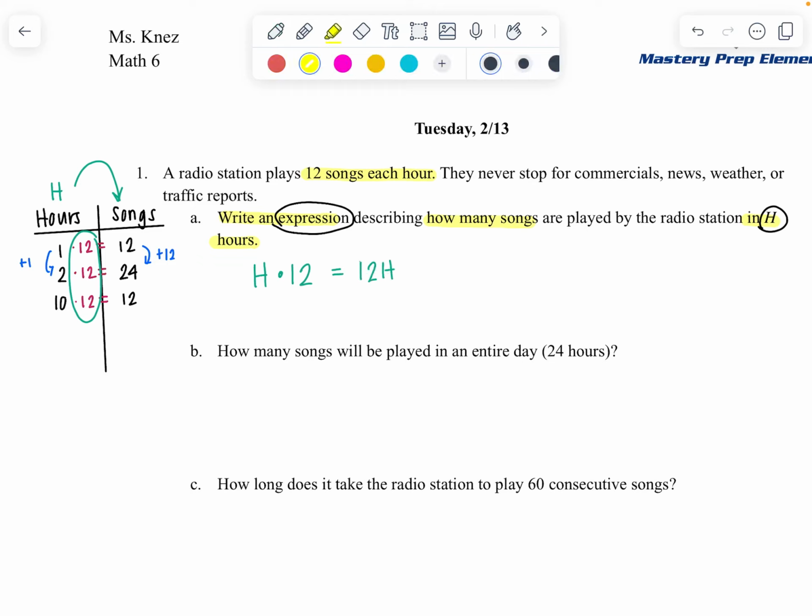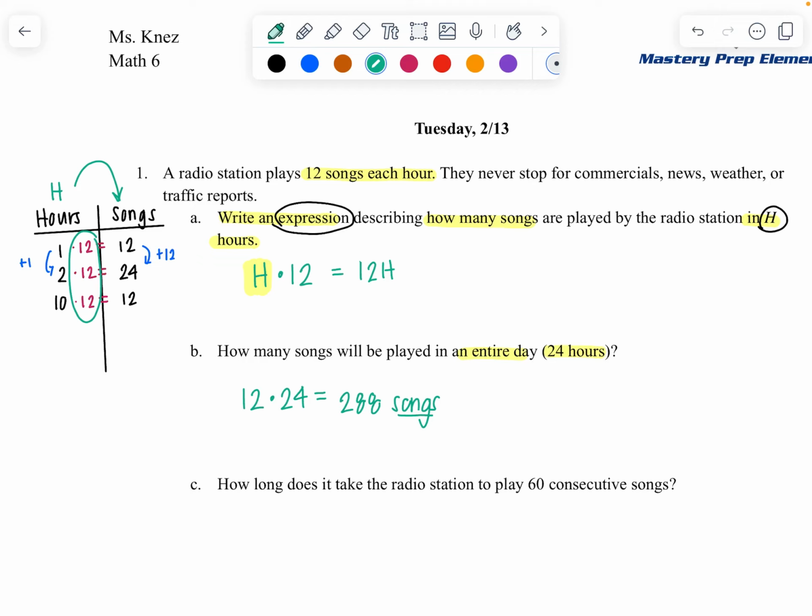Question B asks us how many songs will be played in an entire day, which is 24 hours. Again, I know that no matter how many hours there are, I can multiply that times 12 to figure out how many songs are played. 24 times 12 tells me that in 24 hours, there are a total of 288 songs played. Make sure you have your label on your answer.